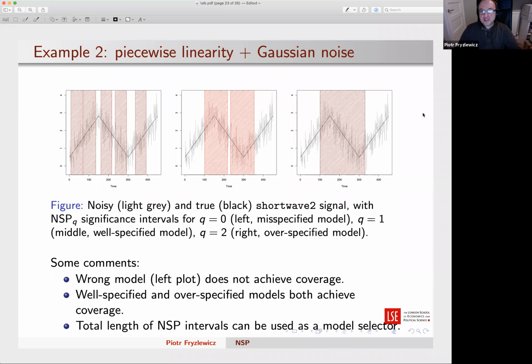In the right-hand plot, I have a piecewise linear signal, but I'm using linear and quadratic covariates. So I use more covariates than necessary. But still, because my true covariates are inside this set of covariates, then I should be getting coverage. I should be getting interval or intervals which cover my change points. And I am getting them. I'm getting one which covers both change points.